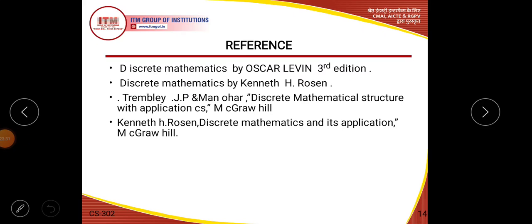Now here are some books which are very beneficial to enhance your knowledge about discrete structures. These books give you a logical approach and concepts which are very helpful to understand the logic behind discrete structures. So I suggest you read these books for a better understanding of this topic.